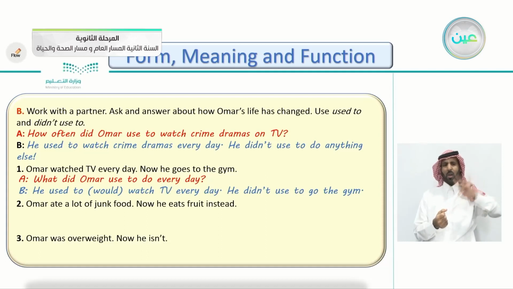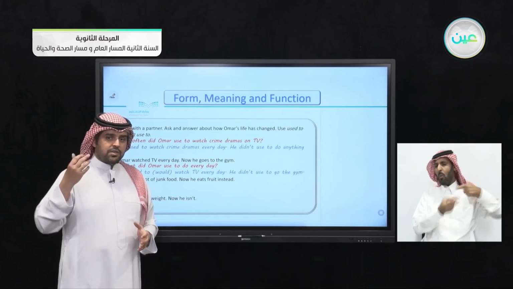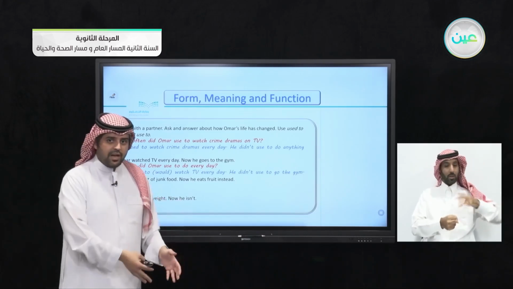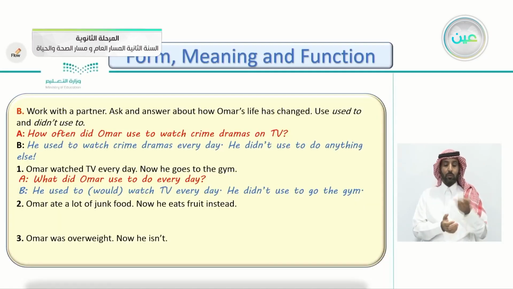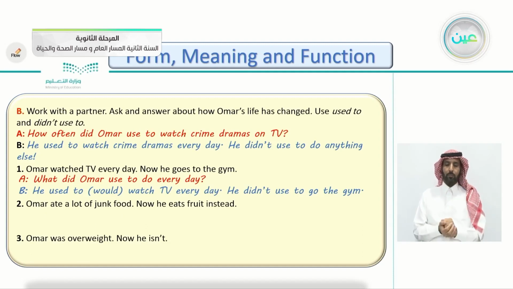The second one, Umar ate a lot of junk food. Now he eats fruit instead. Same as the question before. We know something about someone's history. What did he do in the past and what is he doing now? Again, Umar ate a lot of junk food in his past. Now he eats fruit instead. So, just like the previous question, give me a question and an answer.